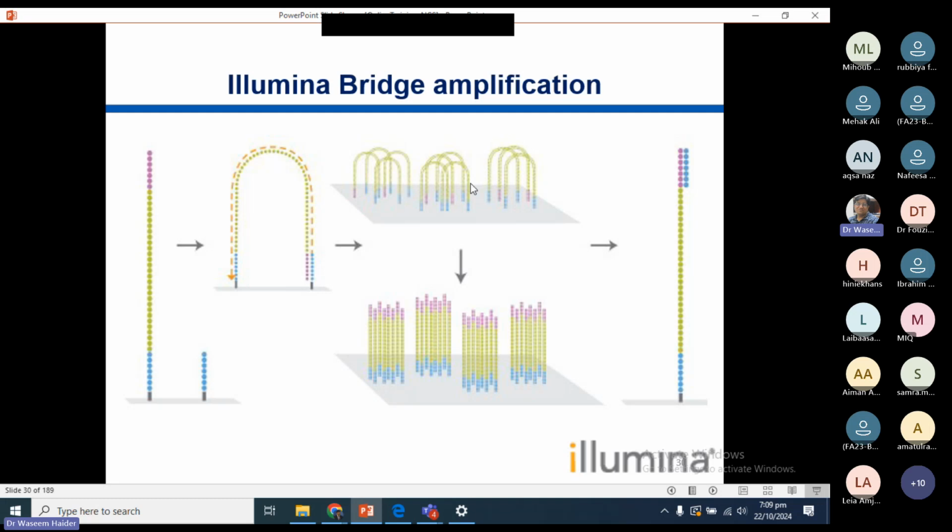We will share the videos with you. Sadia, why don't you post the videos on WhatsApp of this phenomenon, this bridge amplification, on the group, and obviously for the rest of the technologies also. Also share that TED talk, right?